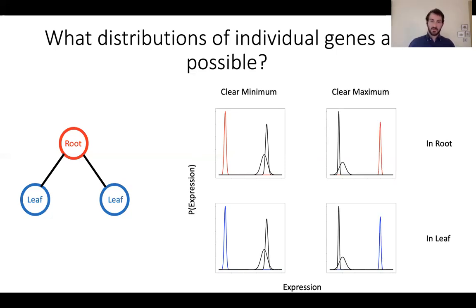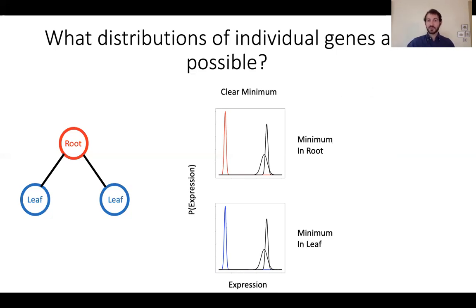Similarly, if I have the clear maximum pattern, I could have that maximum be the root. So the expression of this gene in the root cell type is higher than the other two. Or I could have one of the leaves be the clear maximum. So what we did with Leon is we looked at known lineage topologies, and we tried to see which of these patterns correlated with the known trajectory, or the known topology, of development. And what we found is that the clear minimum was what actually correlated with the developmental trajectory.